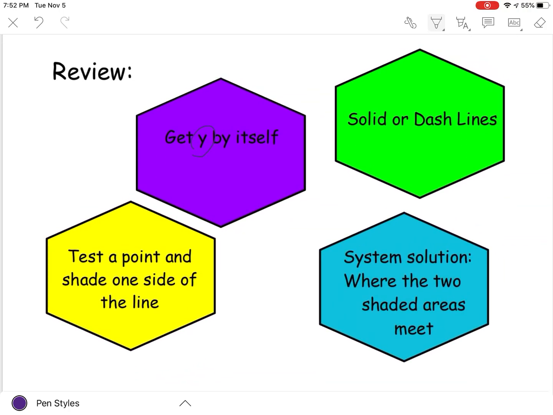So for two inequalities, you want to make sure that y is by itself to graph. We're still doing that solid or dashed line based on if it's got the less than or equal to and greater than or equal to. We still test a point. Origin is really easy unless your line is actually passing through the origin. And last but not least, your solution, right? Your solution is just in that shaded area where they meet.